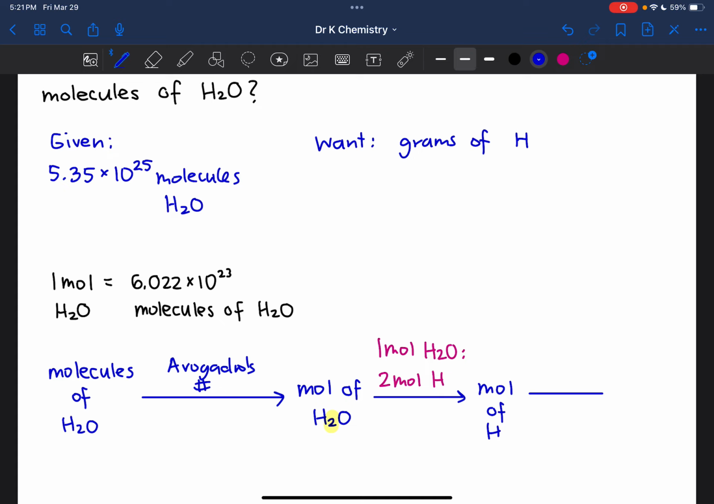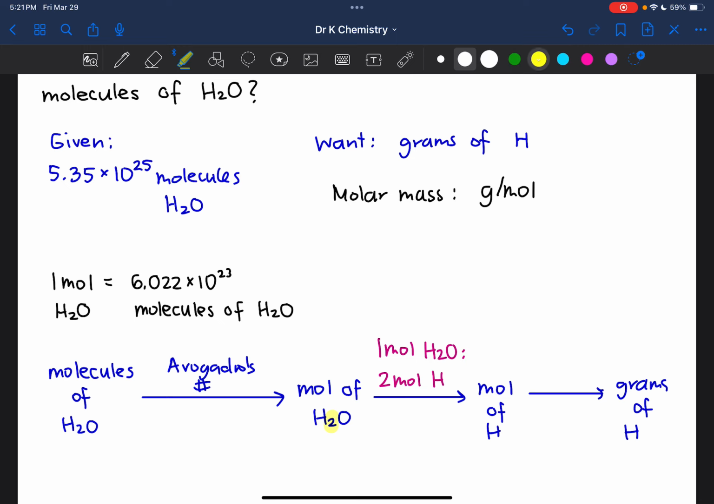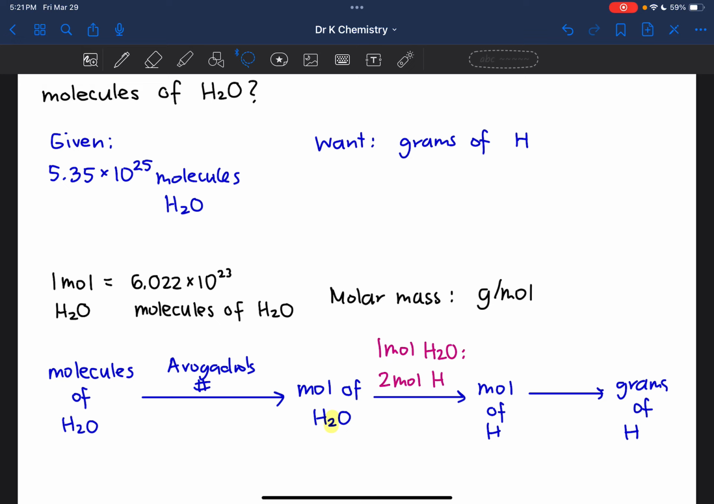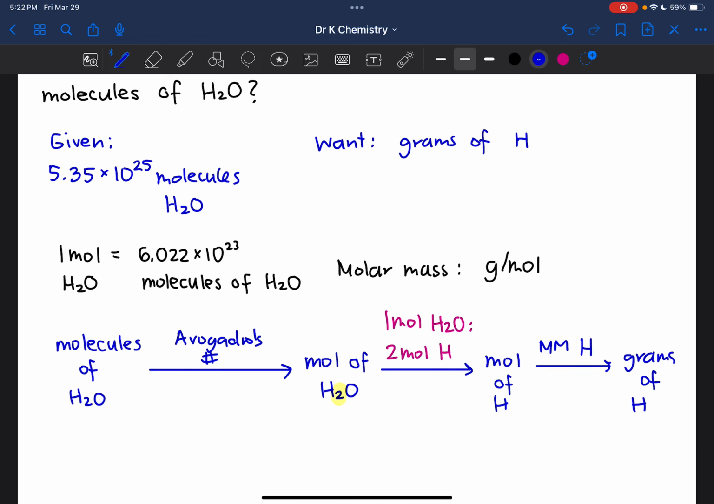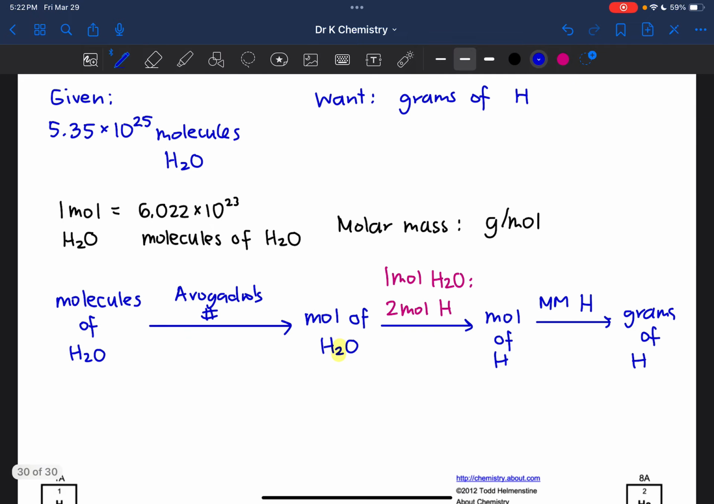As soon as we have moles of hydrogen, we can get to grams of hydrogen using molar mass. So keep in mind that molar mass is expressed in grams per mole. So as soon as you have moles, you can use molar mass to get to grams. And that works for compounds and for elements. So here we want the molar mass of just hydrogen, because all we're asking for is grams of hydrogen. So that is our roadmap here. Let's start calculating some stuff.